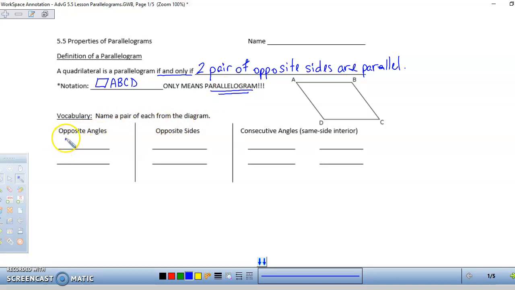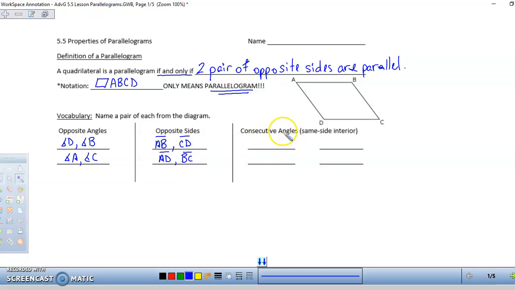Okay, some vocabulary, opposite angles. It's pretty straightforward. Opposite angles, so angle D and angle B are a pair of opposite angles. Angle A and angle C are a pair of opposite angles. Opposite sides, again, should be fairly obvious. AB and CD are opposite sides. AD and BC are opposite sides.